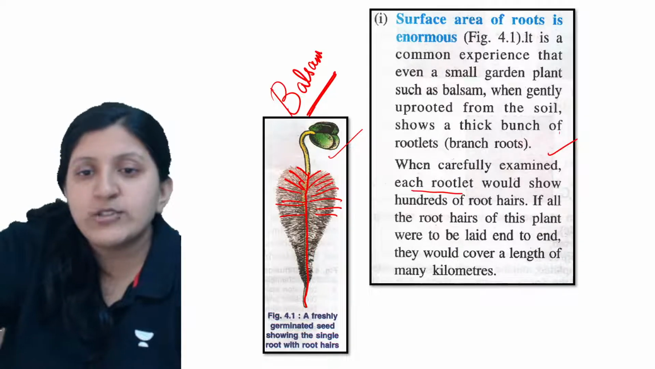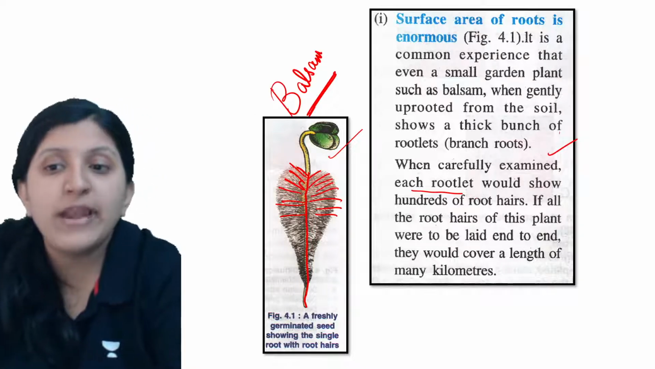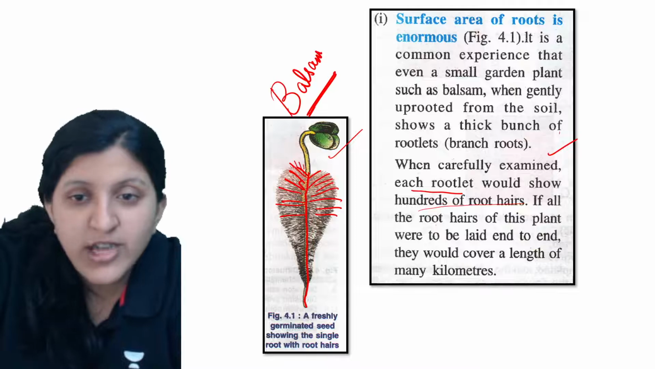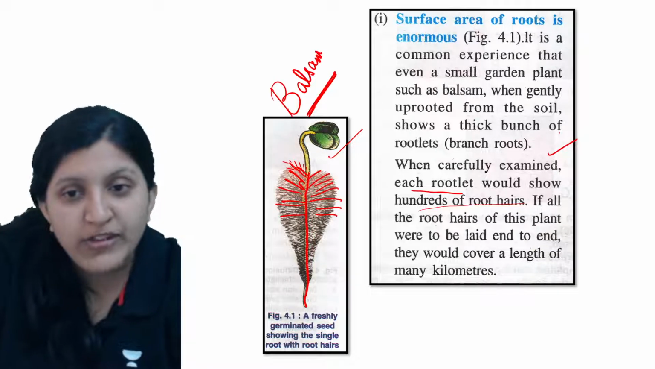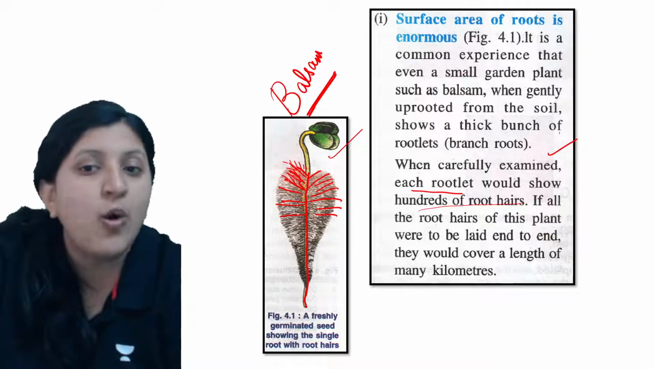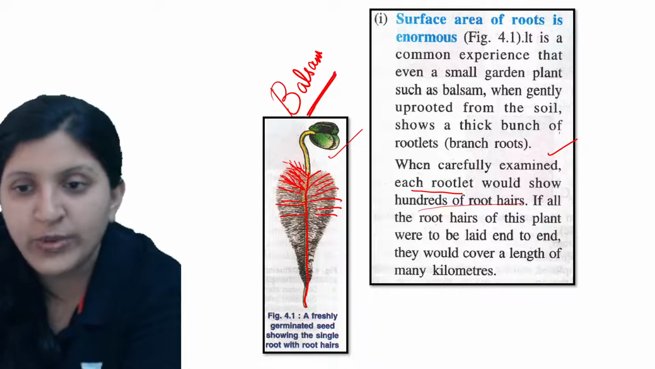each rootlet, so now this is one rootlet, would show hundreds of root hair. So that means there are tiny root hair that you can see over here, and these tiny root hair are also going to help in taking up water, along with the minerals.